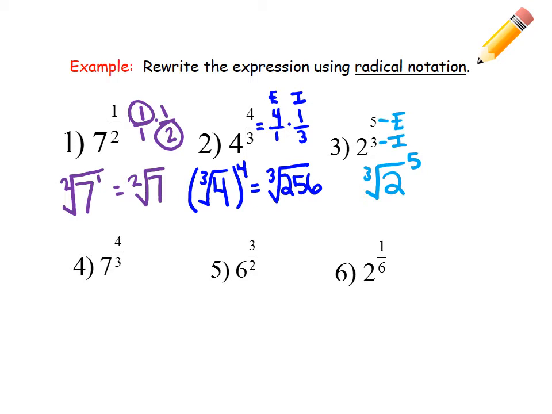2 is not a perfect cube, but I can take 2 to the 5th. 2 to the 5th would give me 32. 32 is not a perfect cube either, so I'm going to leave that as is for right now.